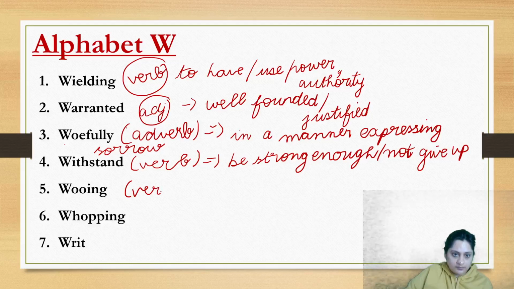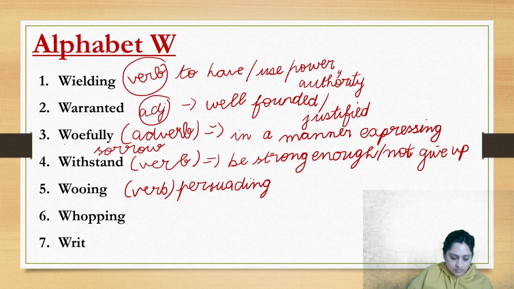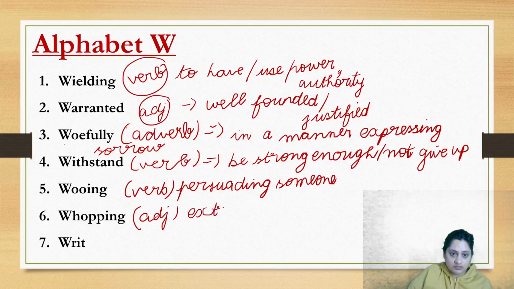Wooing is a verb, basically persuading somebody, trying to convince somebody to support you. Woo, attract. Wooing is also attracting. So the airline industry woos the customers with discounts. Whopping is an extremely large amount, anything which is incredible, extremely large.